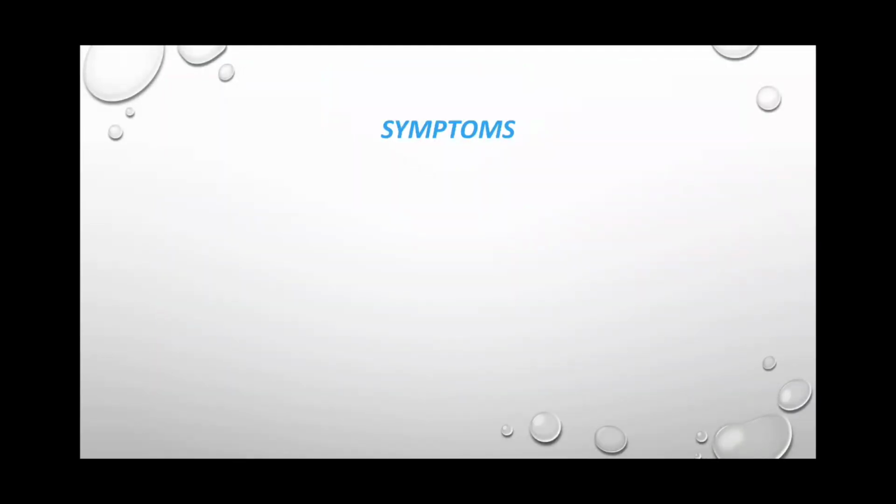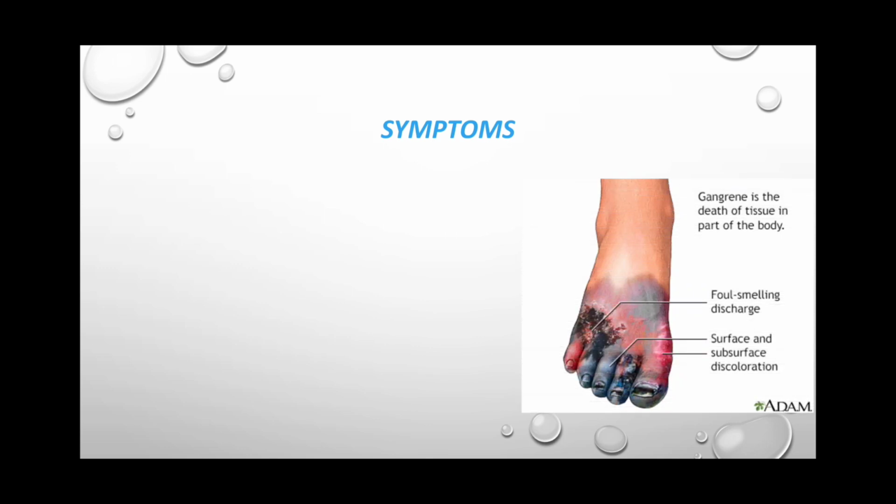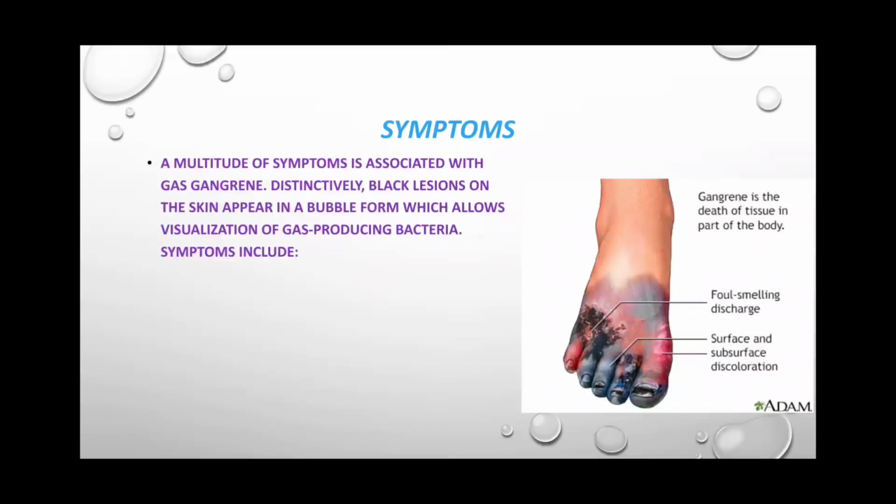Now we go on to the symptoms seen in gas gangrene. In this picture we can see some symptoms, for example reddening of the skin, foul smell, discharge, and discoloration which turns brown and black. A multitude of symptoms is associated with gas gangrene, but distinctively the black lesions on the skin appear in the form of a bubble, because inside this bubble there will be gas and gas-producing bacteria. The symptoms shown by the person are not specific, but in the localized region we will see the black lesions.